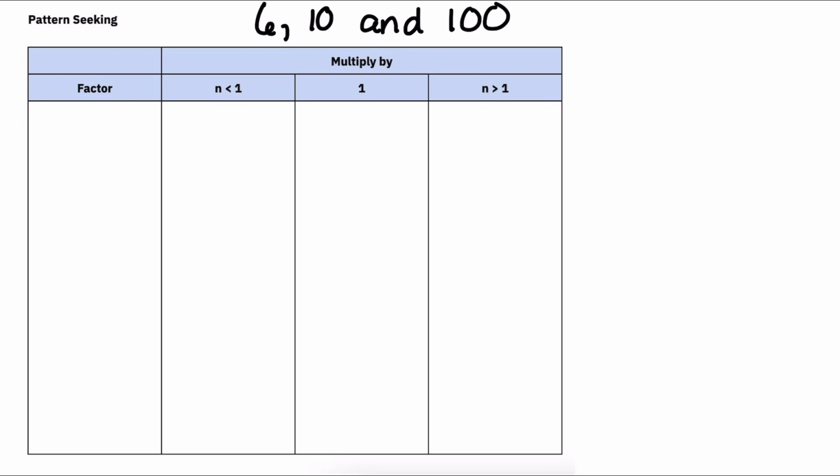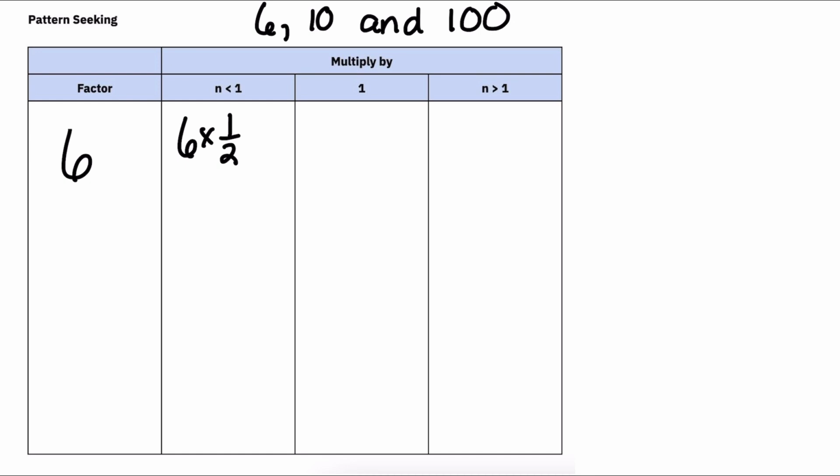So let's do some pattern seeking. We're going to again multiply by numbers that are less than 1, exactly 1, and more than 1, just to see if we can figure out a pattern that helps us predict. So we'll just start with a regular number. Let's start with the number 6. And I'm going to multiply 6 by an easy enough number, 6 times 1/2. So just by looking at it, make a prediction. Is it going to be bigger or smaller than 6?